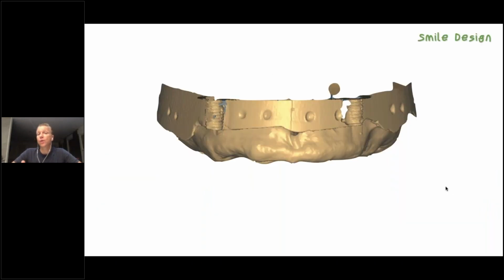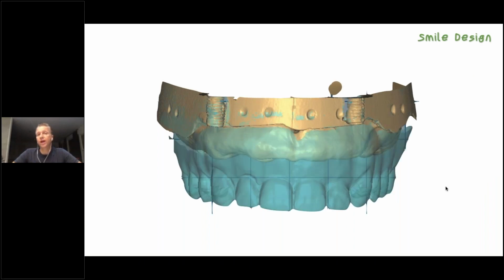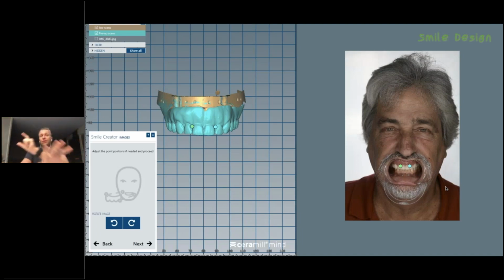So again, we need photo records basically: rest, smile, and retracted. And then we also have the digital records, the three-dimensional records, here the model scan. The doctor didn't have an intraoral scan, and we can then merge these different scans. We scanned his denture as well, and now we're putting these records all together. We're merging the two-dimensional records and the three-dimensional records.